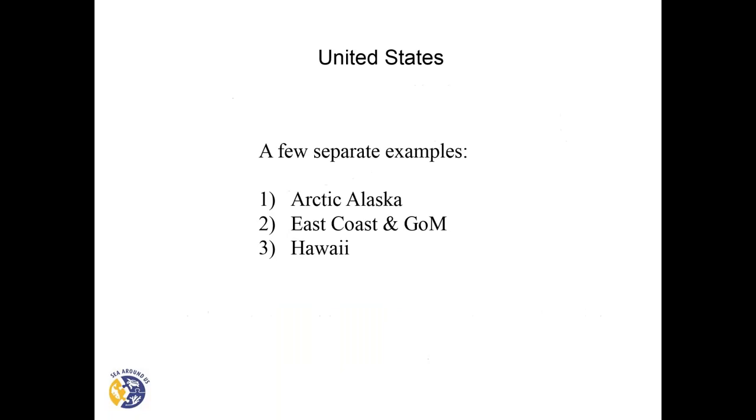Now, let's move on to the next example for the United States. I've covered developing countries so far. Let's look at a highly developed country. I only want to pick three examples: Arctic Alaska, the East Coast, the Gulf of Mexico, and Hawaii.